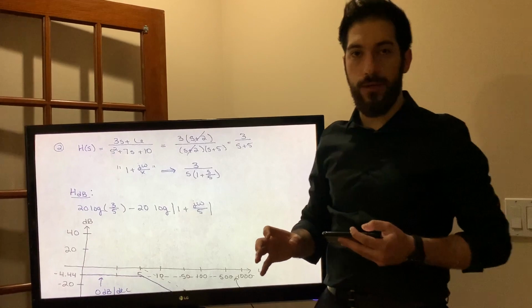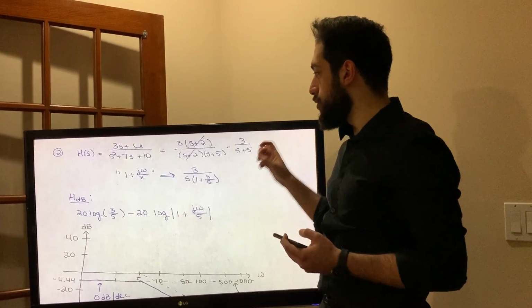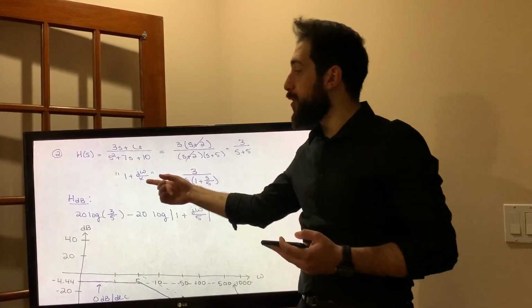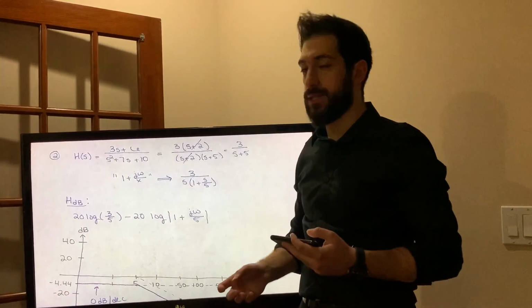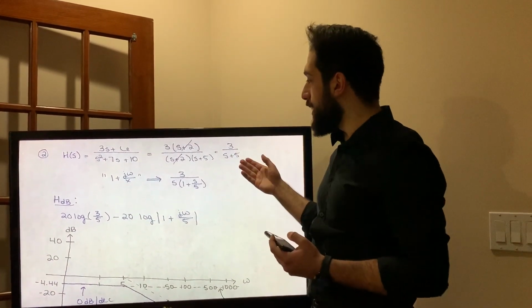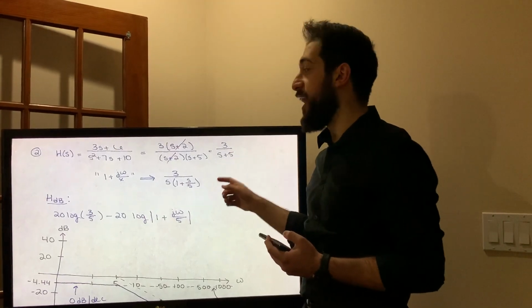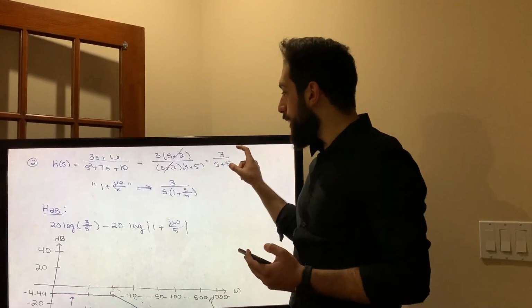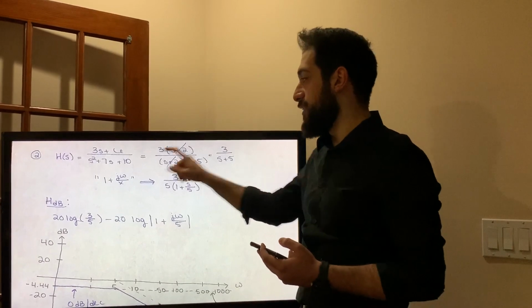Now the key thing here to do is to manipulate what you have in the numerator and the denominator to this form right here, 1 plus j omega over x. Well, in our case, s equals j omega, so technically here you have 3 over (j omega + 5). So what can we do to manipulate this into that form?